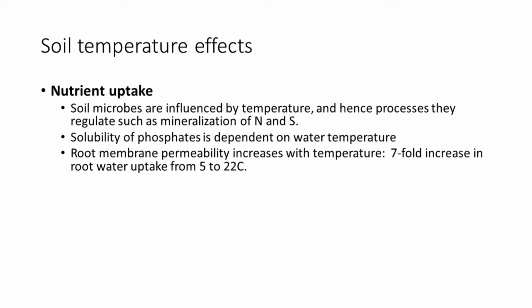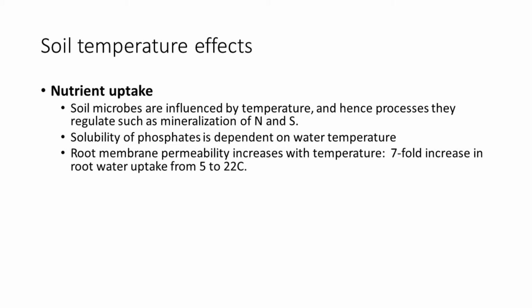Soil temperature also impacts nutrient uptake via physical processes. For example, the temperature of water is going to influence the solubility of several minerals, including phosphate. Temperature also impacts root membrane permeability. So the bottom line is that the physical processes that help govern nutrient uptake in crops benefit, so to speak, from warmer soil temperatures.